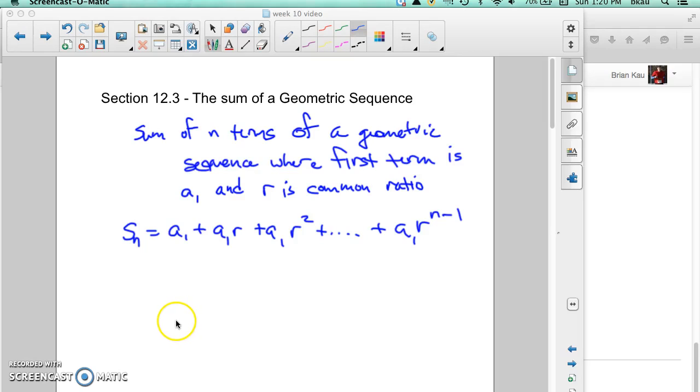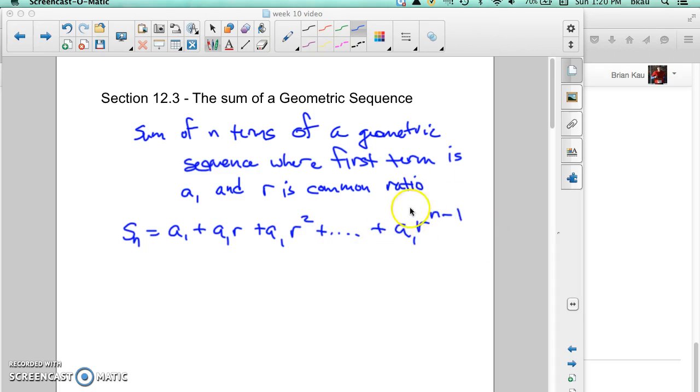Okay, in this video we're going to develop the formulas for a sum of a geometric sequence. We're going to take the sum of n terms of a geometric sequence where the first term is a sub 1 and the r is our common ratio. So here's our sum written out in long form. The first one's a sub 1, second one's a sub 1 times r, the third one is a sub 1 times r squared.